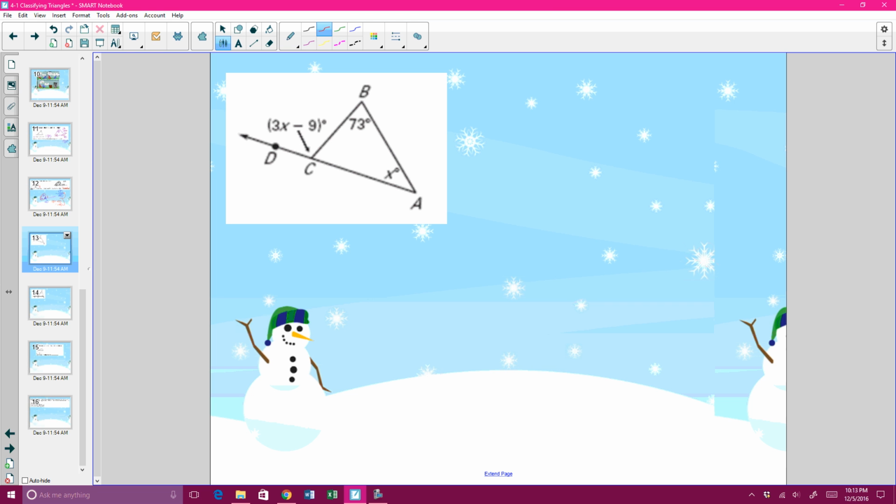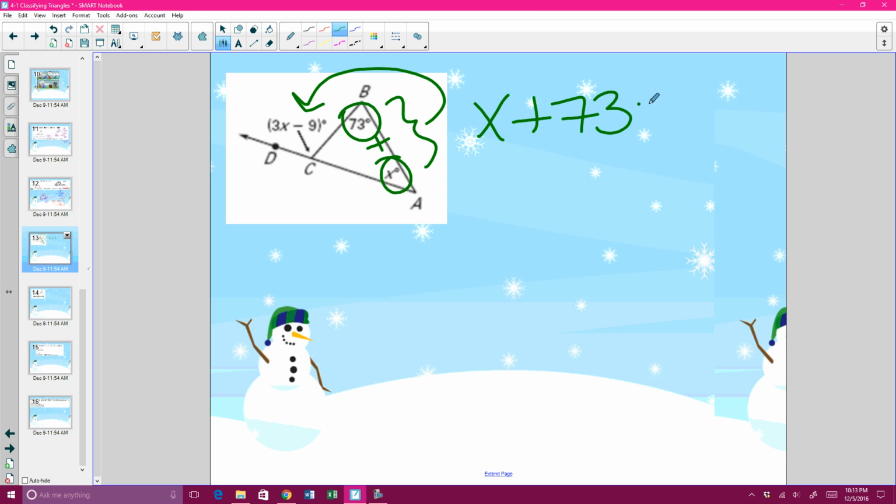Algebraically, here's how you would solve this problem. You have the two interior angles. These two add up together to give you the exterior angle. Go ahead and move this x over. Add 9 to both sides. So x equals 42.